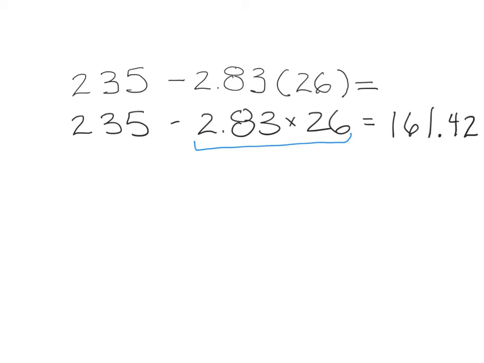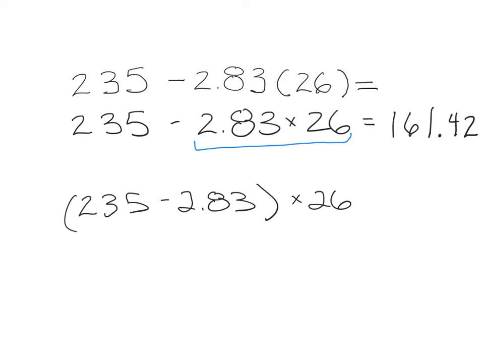161.42. What you don't want to do is add in parentheses where they're not needed, because remember, parentheses rule. So if you put the parentheses in, it's going to subtract that number 2.83 from 235, so you'll have something around 232. Multiply that by 26 and you're going to end up with something over 6,000.